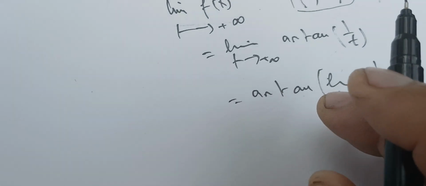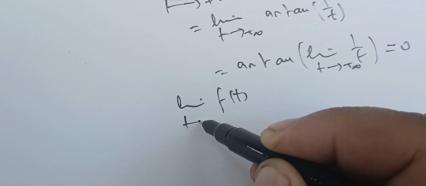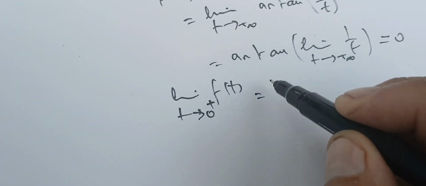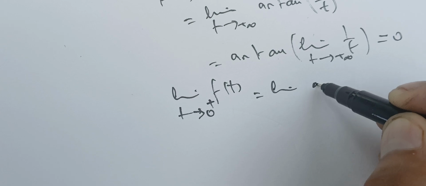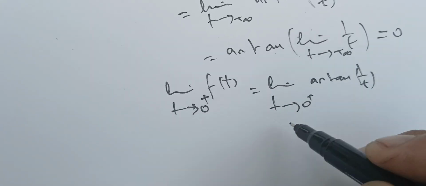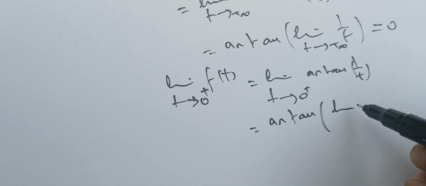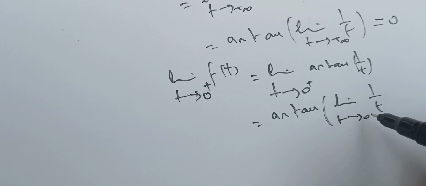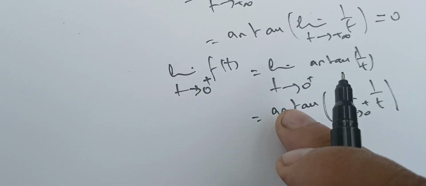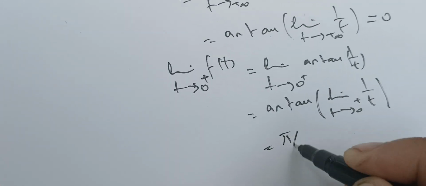Next we're going to have the limit of f of t as t goes to 0 from the right. The same thing here, we can get the limit inside: the limit of arctangent of 1 over t as t goes to 0 from the right. The function arctangent is continuous. So here we have this limit, 1 over t as t goes to 0 from the right, and we know this is plus infinity. And the arctangent, when it gets bigger, reaches pi over 2.